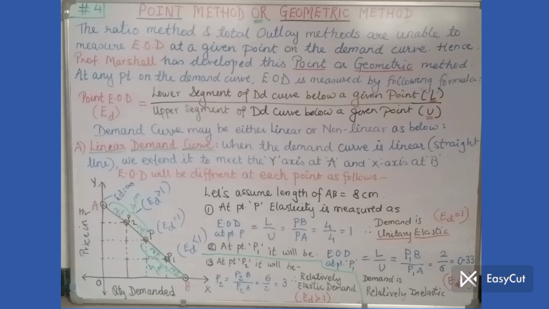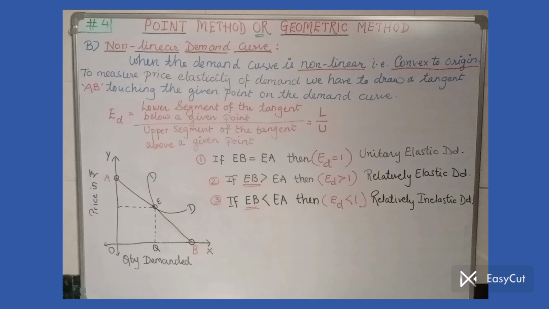At point A, our elasticity will be infinity, and at point B, it will be 0, as it is shown on the x-axis is 0. So this was the first case, that is, the case where your demand curve is a linear demand curve. Now let us move on to the non-linear demand curve. Non-linear demand curve means it's a curvature demand curve which is convex to origin.